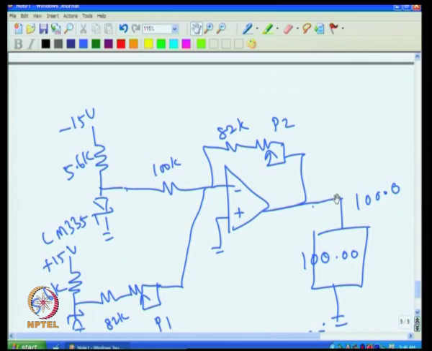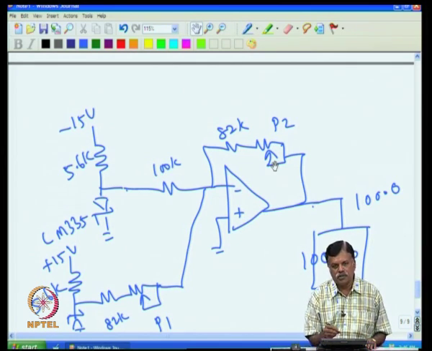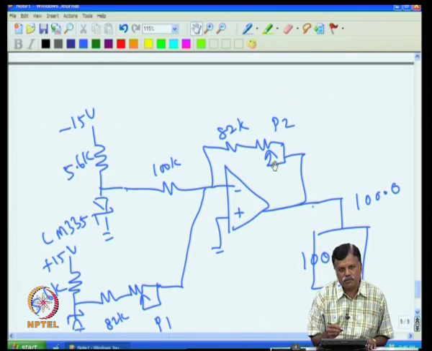So, it is very important to know how this value of resistance changes with temperature, how this changes, how this changes, and how this changes. Considering all that only, I can reliably use this circuit. So, one must know the error budgeting.